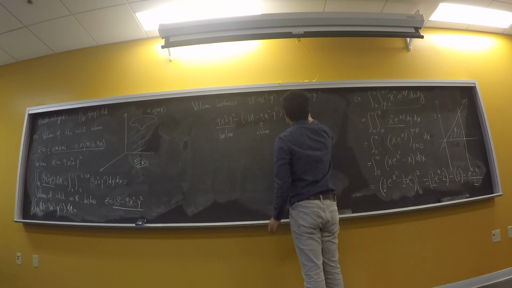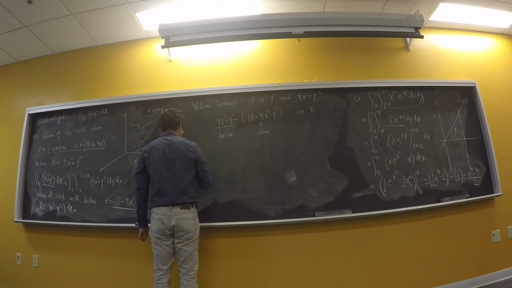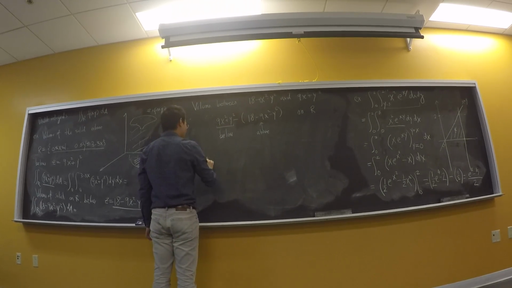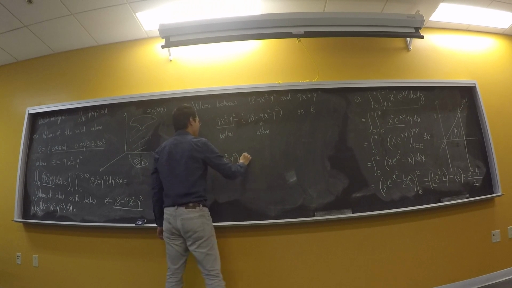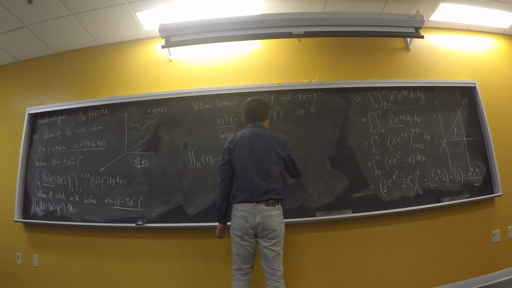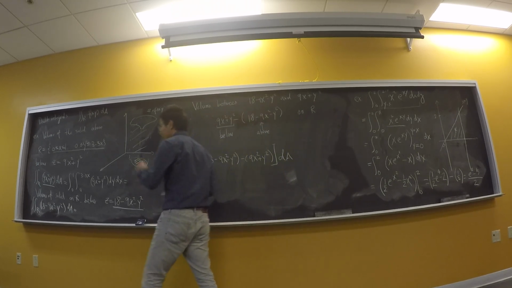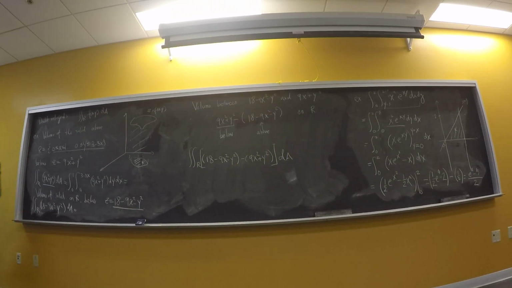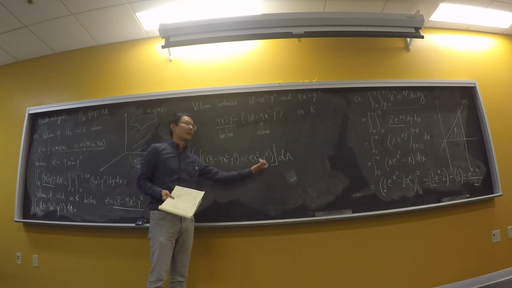But in this case, on this region, I need to take the difference between 18 minus 9x squared minus y squared, minus 9x squared plus y squared, dA. So I need to take the difference between these two to find the volume. Okay. I'm subtracting these two because this function is above and this function is below.